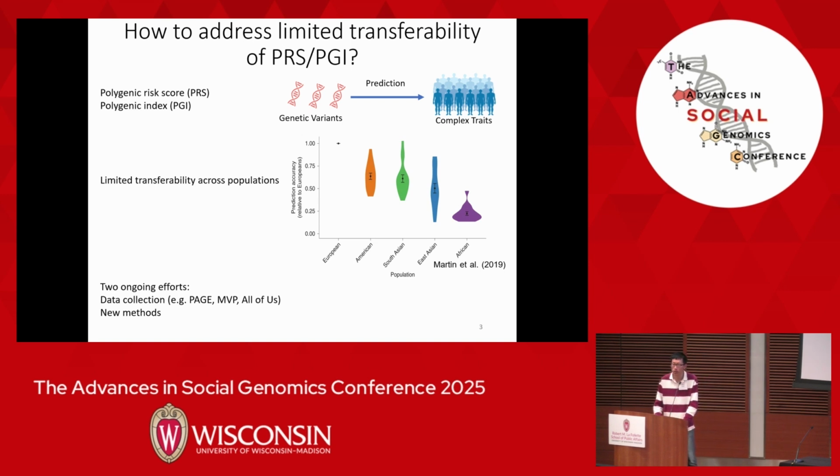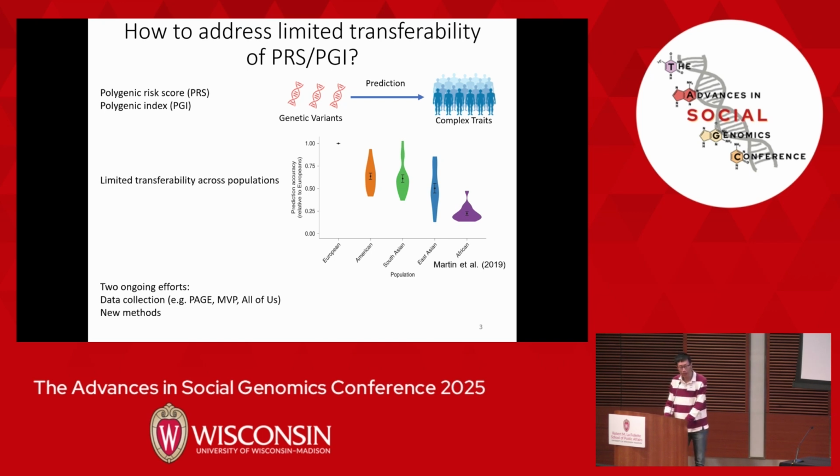One emerging issue of the PGS or PGI is the transferability across populations. For example, if we take the prediction accuracy of a PGS or PGI in Europeans as a reference level, we see that the accuracy really decreases when we focus on other populations, for example, East Asians or Africans. And this issue is particularly worse for admixed populations, for example, African Americans.